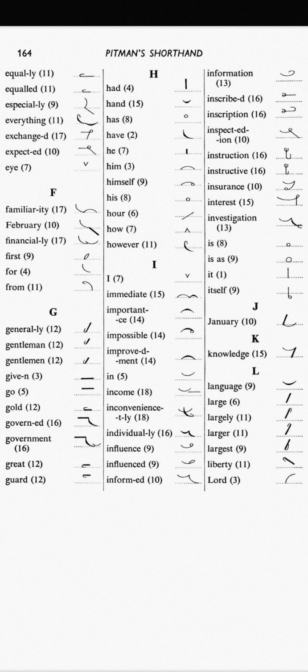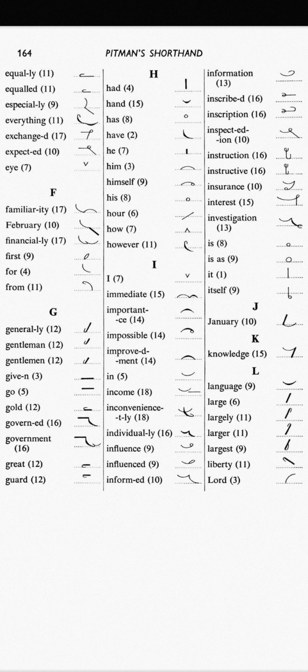S stroke on the line with P through the line for especial or especially. V stroke with R hook on the line, and NG stroke is used here for everything. K stroke above the line with S circle with J stroke on the line for exchange or exchanged. K stroke above the line, S circle, P stroke finishes on the line for expect or expected.